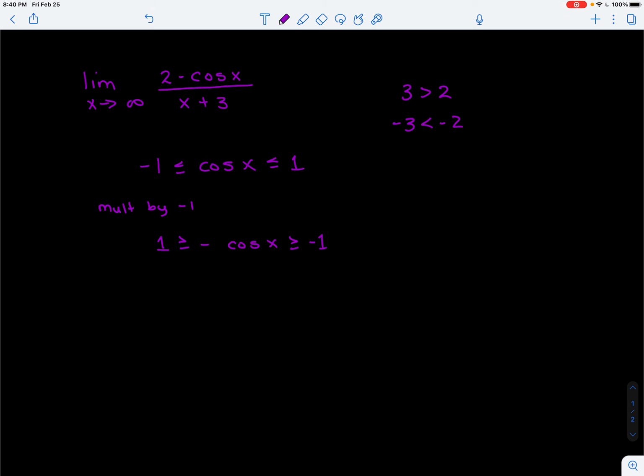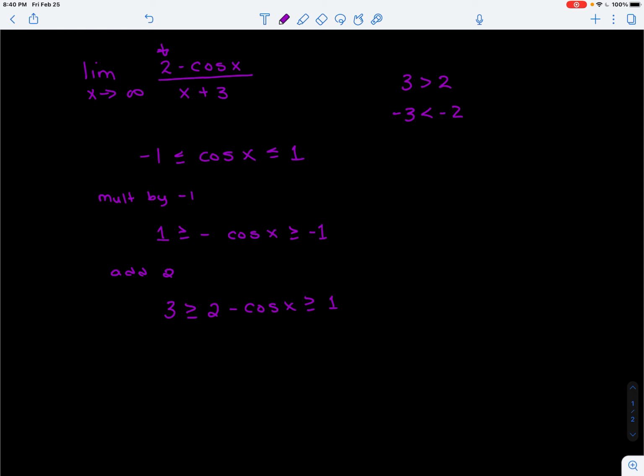Okay, and so then we can add 2 to everything. So again, I'm adding this 2. And so we get 3, and then 2 plus minus cos x, and then -1 plus 2, which is going to give me 1. Okay, and now I can divide by x plus 3.